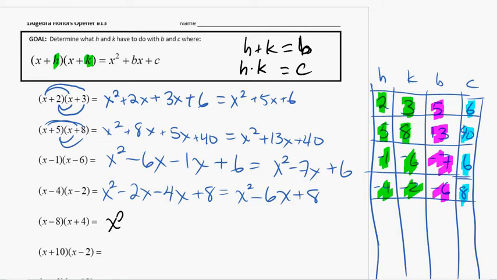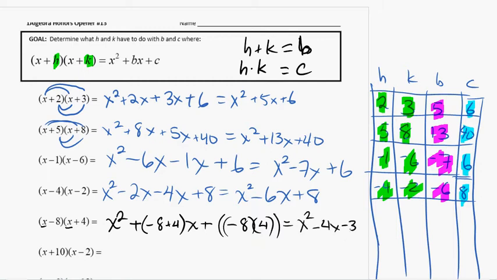So x squared. And that x squared is always a 1x squared because I do have a 1x here. Later we're going to start looking at what happens when you don't have a 1x there, and how you deal with this. But for now, we know it's 1x squared plus b, which is just h plus k. So negative 8 plus 4, which is my b, times x, plus my c value, which is the product of the two. So negative 8 times 4. Rewriting that: x squared minus 4x minus 32.